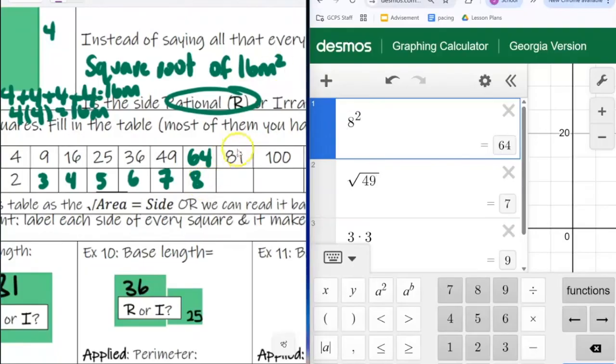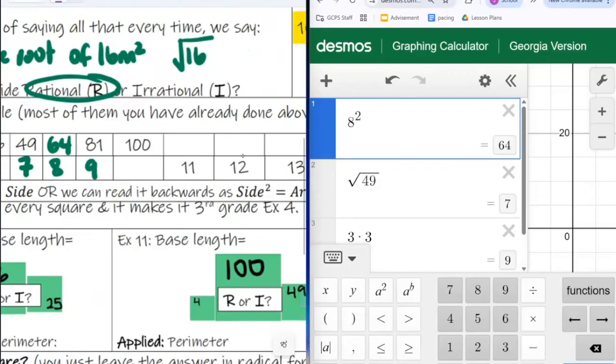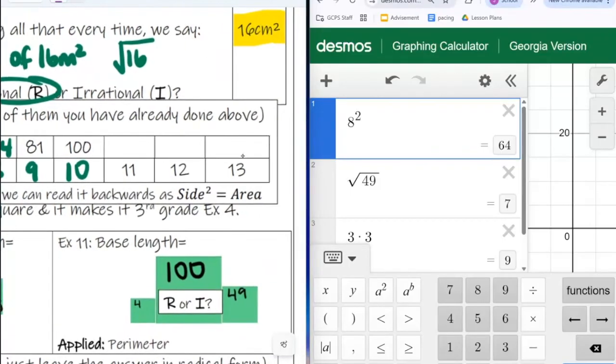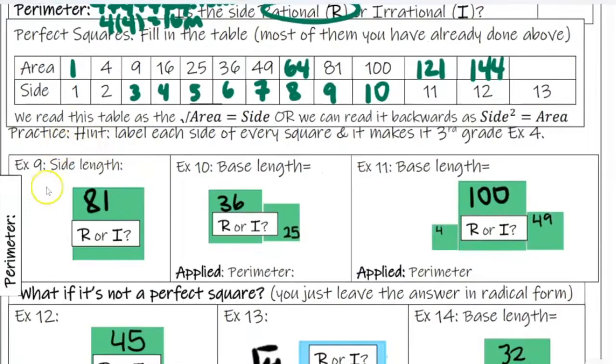All right, square root of 81 is 9, and again, you can go ahead and just put these in the calculator and you'll see. Square root of 100 is 10, and then 11 squared is 121. 12 squared is 144, and I'm just going to let you fill out that last one. So what is 13 squared? You can go ahead and put it in the calculator. 13 times 13.